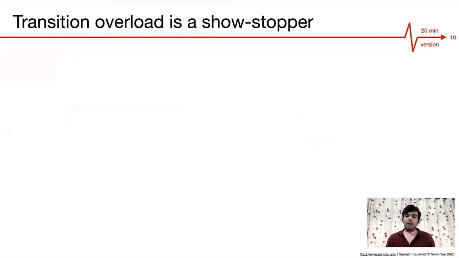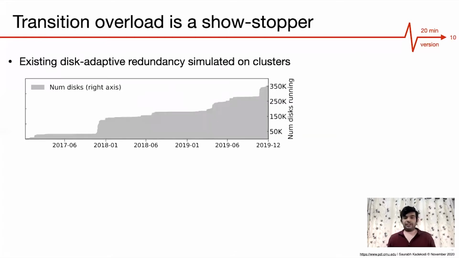To look at how bad transition overload can really get, we simulate existing disk adaptive redundancy systems on some clusters that we evaluated. In this plot, we have a cluster's disks deployed over its lifetime. The x-axis is the calendar date, and on the very left is when the cluster was born, and over time disks have been deployed into the cluster. The right y-axis shows the total number of disks running in the cluster on any given date, and at its peak, this cluster had over 350,000 disks.